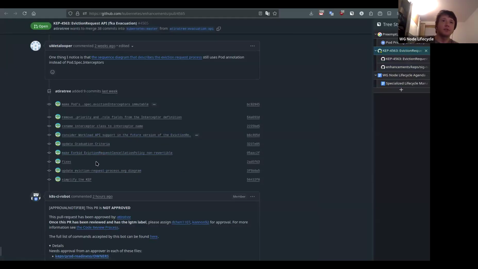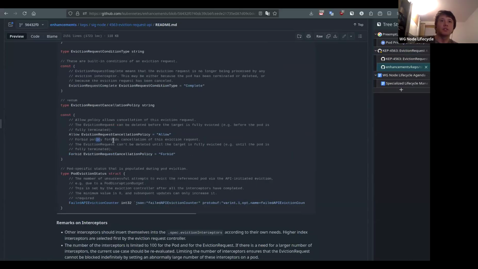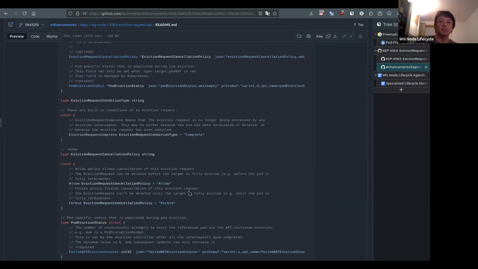I also received good feedback from Doug about the cancellation policy. So we will have the forbid policy not be revertible. The forbid policy specifies that if any interceptor starts an irreversible change due to the eviction, it might shut down something, or it might already start terminating the pod in some regard, and it's not possible to recover, then it might signal this by a forbid field in the status.